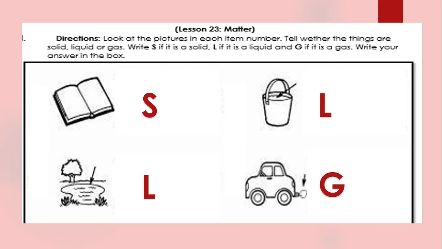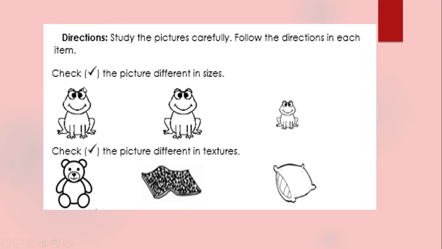Another idea about solid: if you want to break them, you need a big force or great force to break some solid things. Okay, let's move on to the next one. Check the picture different in sizes. Which one is different among the group? The smallest frog. Next, check the picture different in textures. This thing is different in texture because among them, it is the only rough.